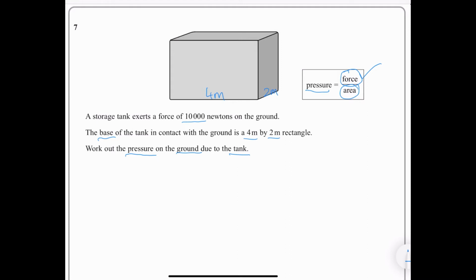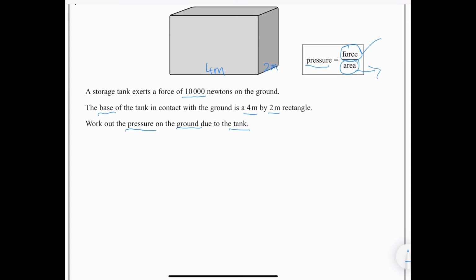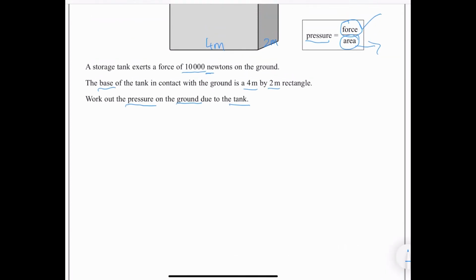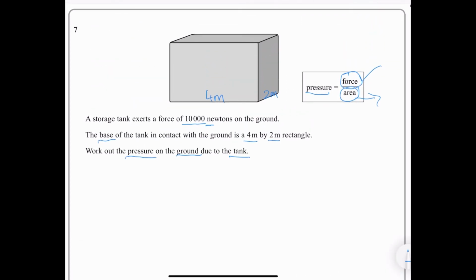So force I've got, okay. Area I need to figure out. Force is given to me in newtons. The dimensions of the base of the tank are given to me in meters. Okay, so what do I need to give my answer in? Newtons per meter squared.